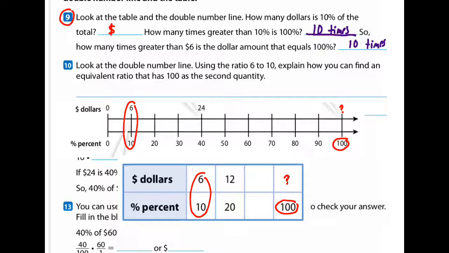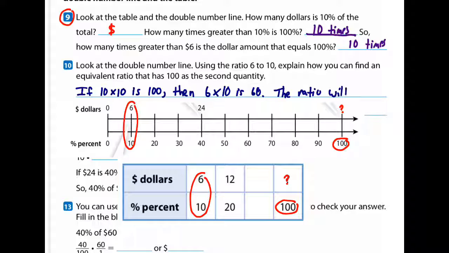Okay, so you should have something along the lines of this for number 10. All right, so if 10 times 10 is 100, then 6 times 10 is 60. So the ratio will be 60 to 100. Okay, again, you do not need my exact words, but you should have something along the lines that you would multiply by 10 in order to find that equivalent ratio. If you said that in your own words, you're probably going to be good. So then, let's look at the next questions.